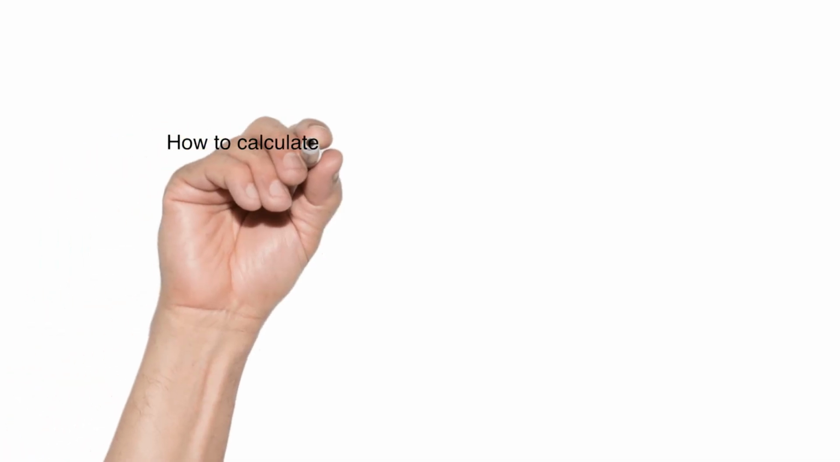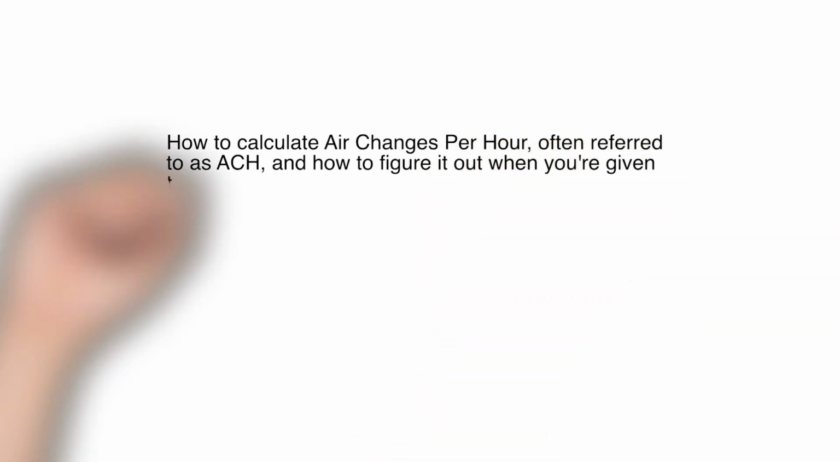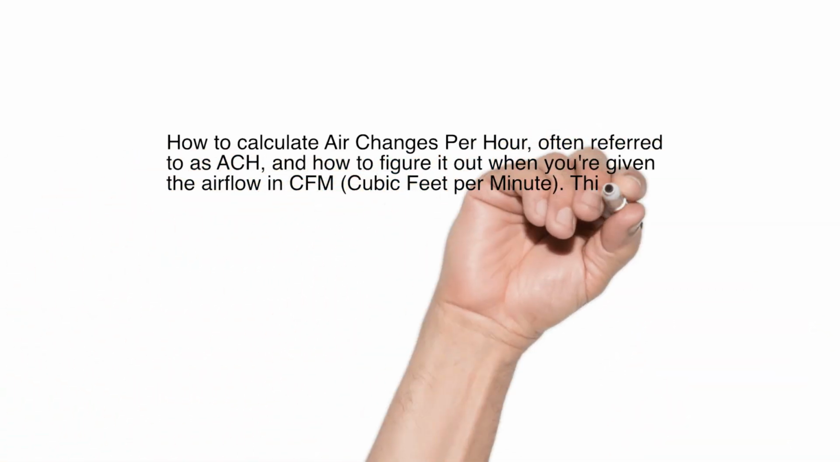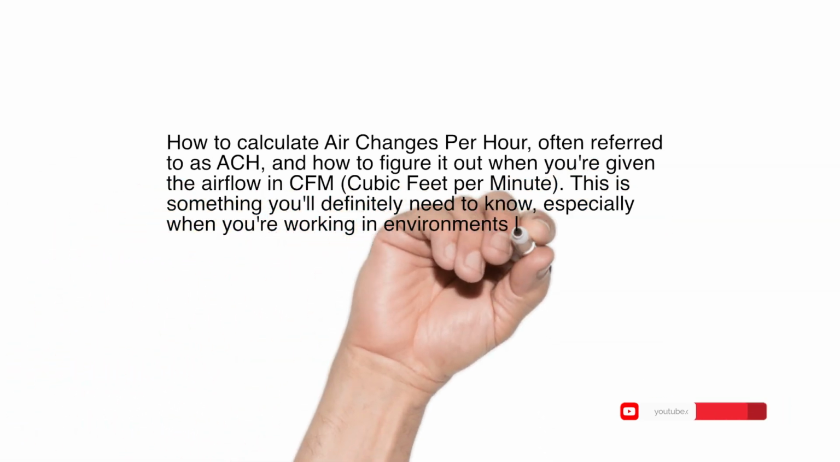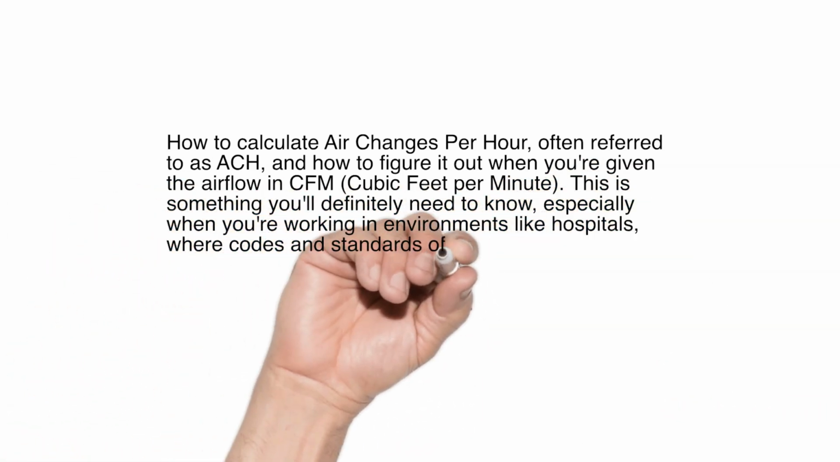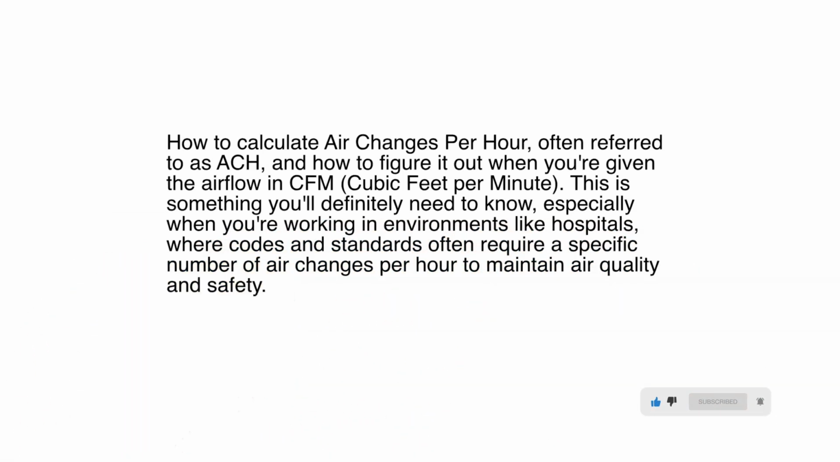Let me walk you through how to calculate air changes per hour, often referred to as ACH, and how to figure it out when you're given the airflow in CFM, cubic feet per minute. This is something you definitely need to know, especially when you're working in environments like hospitals, where codes and standards often require a specific number of air changes per hour to maintain air quality and safety.